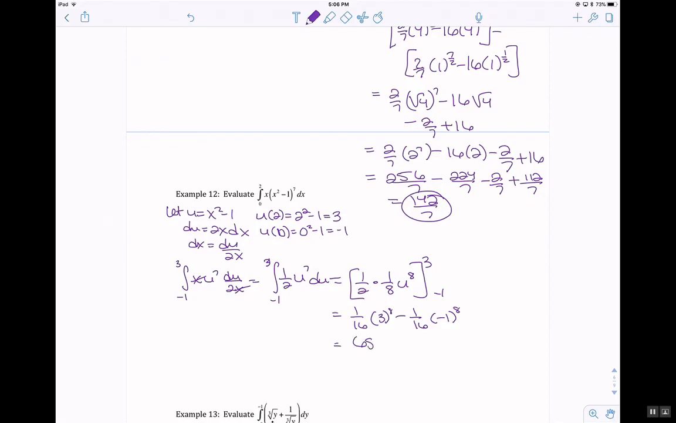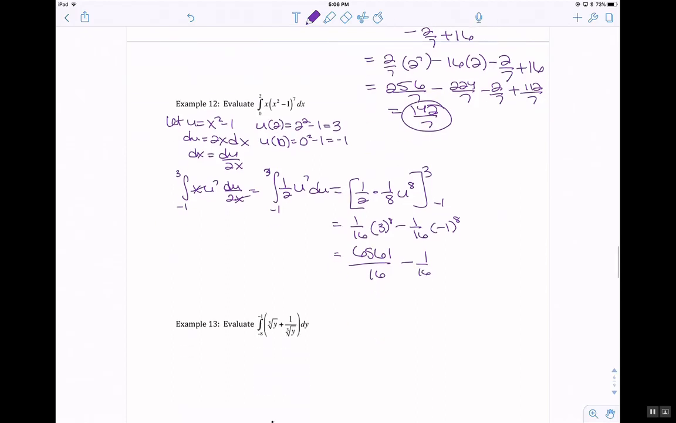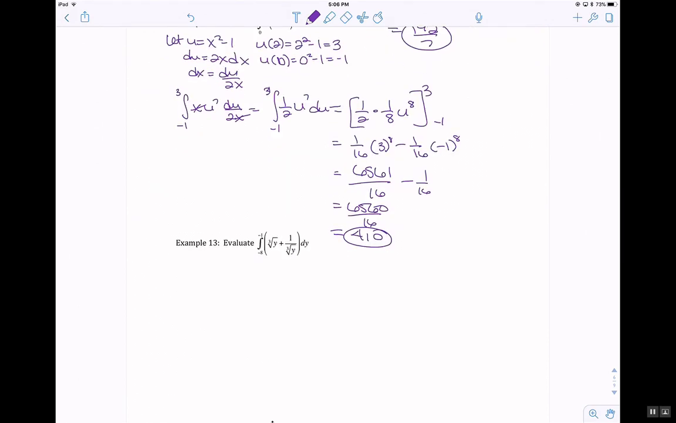And so I get 6,561 over 16 minus 1 over 16. So then 6560 over 16, which actually divides evenly, and it's 410.